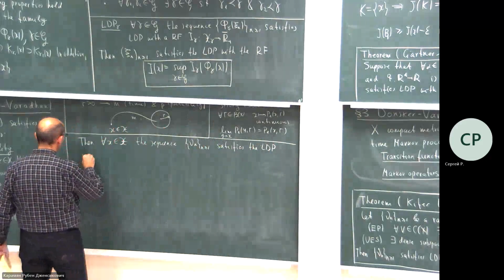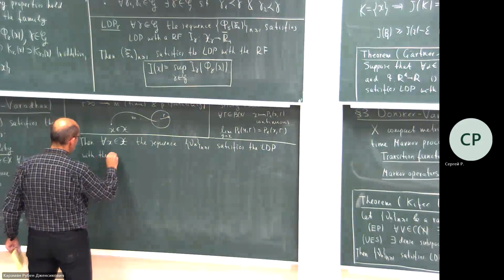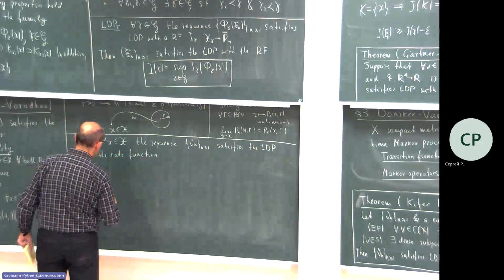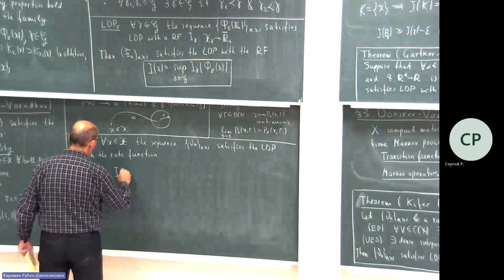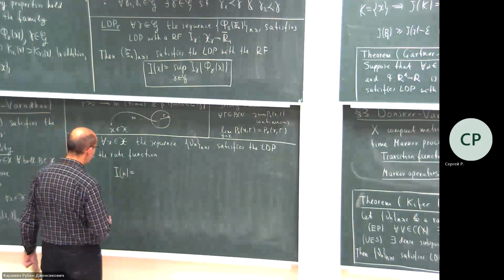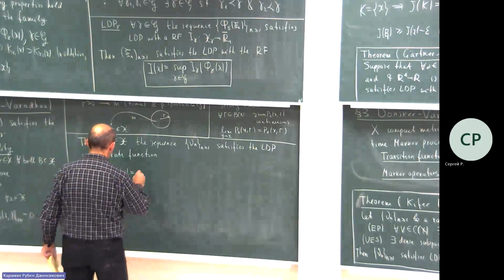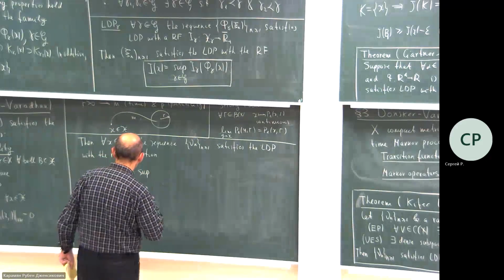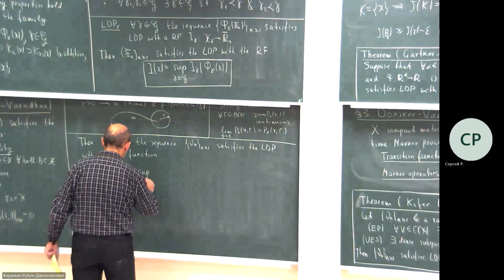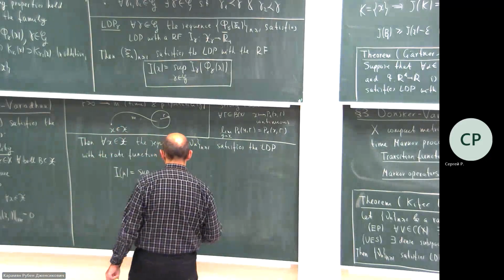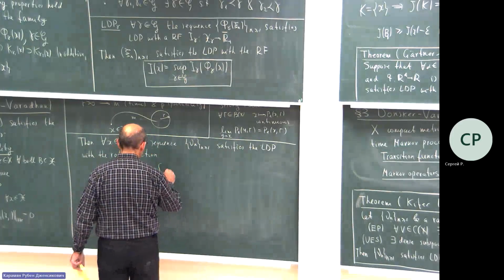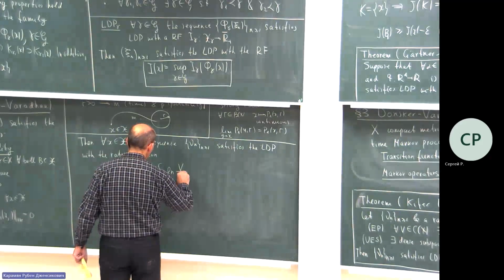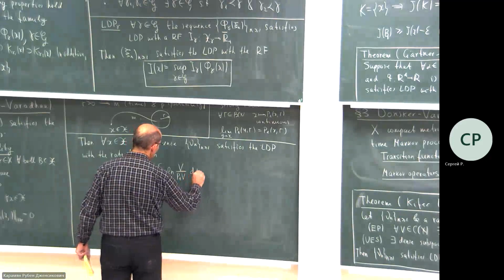The rate function is a function which you can write explicitly. I of mu is equal to the supremum over all strictly positive functions v of the integral over X of the logarithm of v divided by P1 v, d mu.